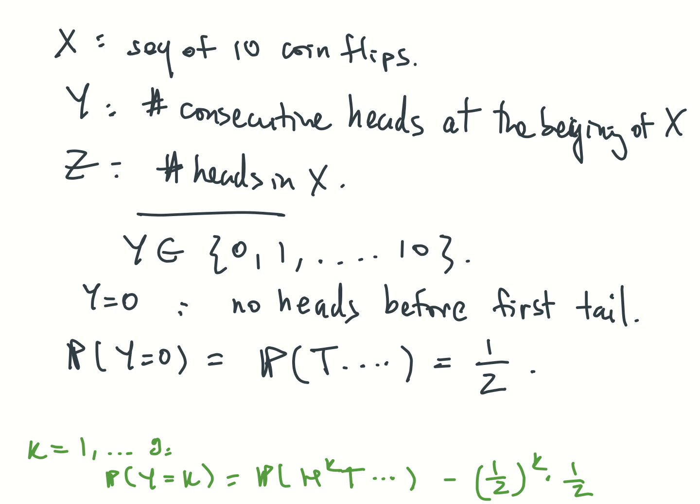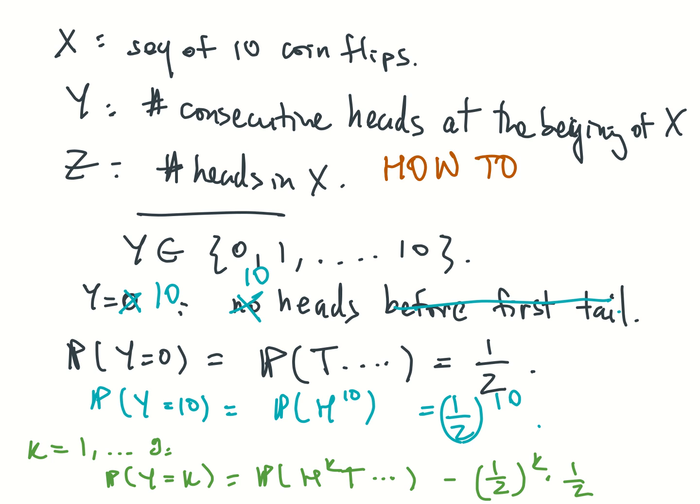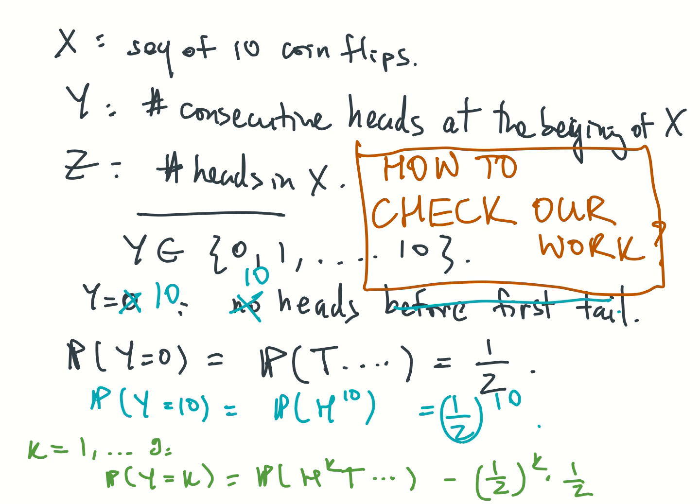And finally, the probability that y equals 10 is the probability that the sequence consists of 10 heads and no tails. So this happens with probability a half to the power of 10. To double check our work, we can check that the sum of these probabilities is 1.